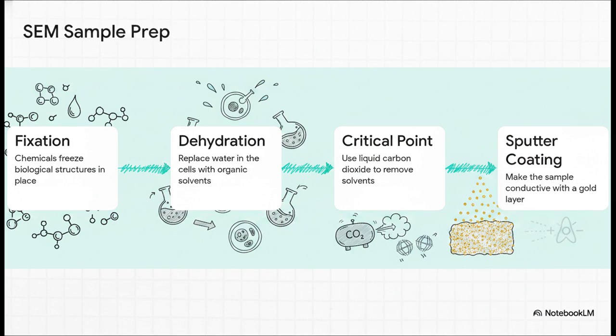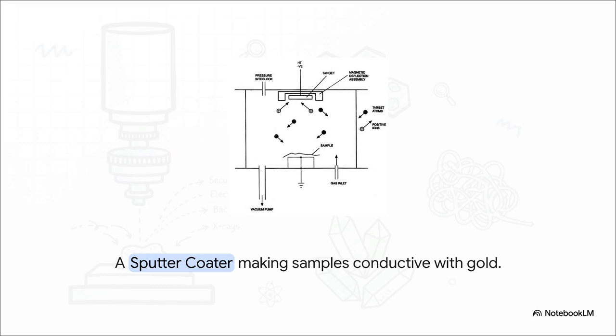Because the SEM relies on electrons to see, the sample absolutely, 100% must be electrically conductive. If it's not, the electrons will just pool up, charge the surface, and totally ruin the image. So how exactly do you make a nonmetal, totally biological sample conductive? You use this neat little device called a sputter coater.